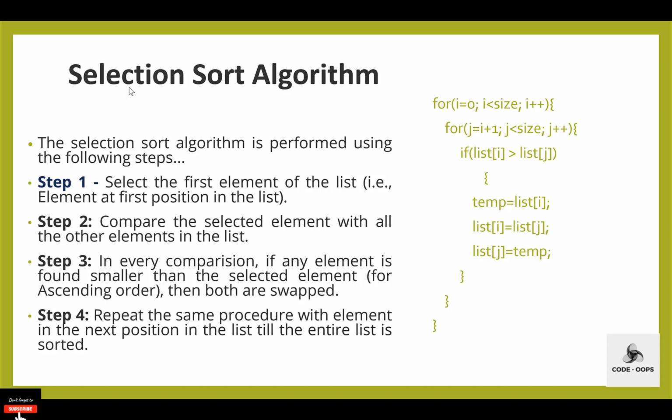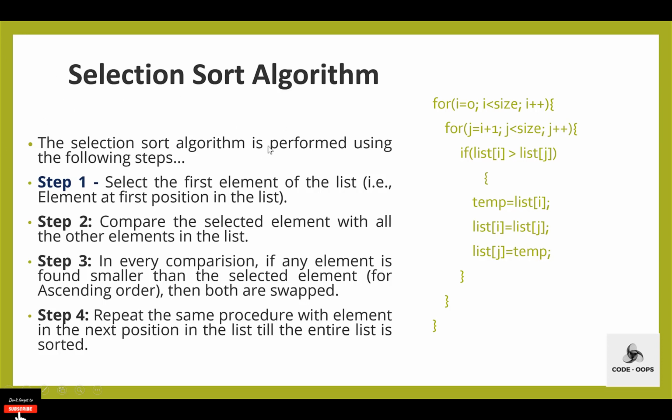Next we select the element at the second position in the list and it is compared with all the remaining elements in the list. If any element is smaller than the selected element, then both are swapped. This procedure is repeated until the entire list is sorted.